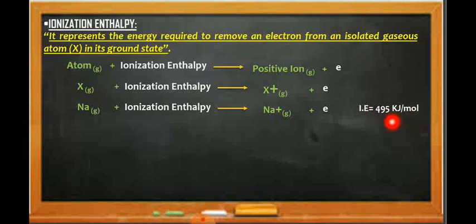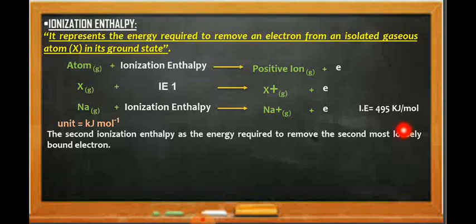That means if one electron is removed from a sodium atom, 495 kilojoules per mole of energy should be supplied to remove that electron. Hence this value is what? Ionization enthalpy. This ionization enthalpy is measured in terms of the unit kilojoules per mole. Clear? What's meant by ionization enthalpy? Okay, fine.